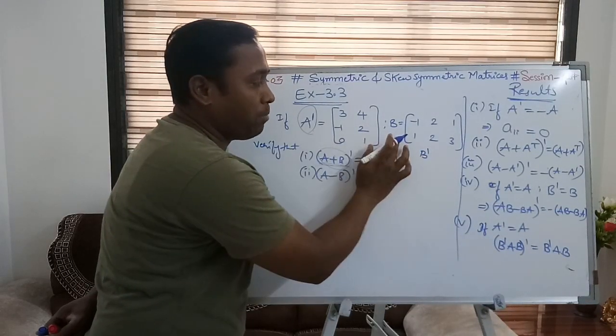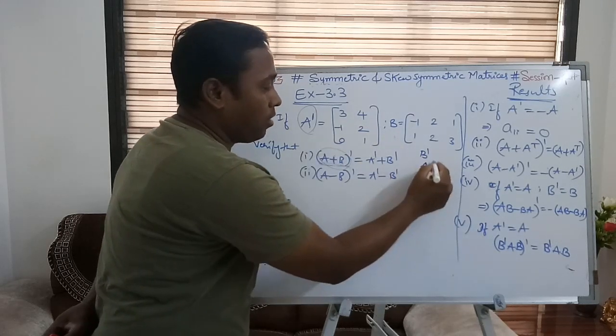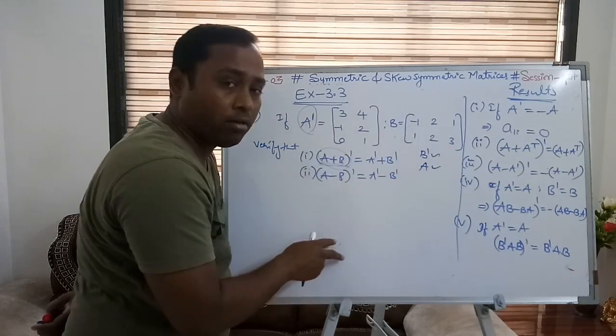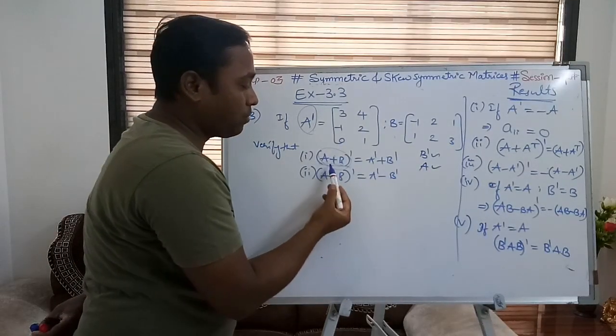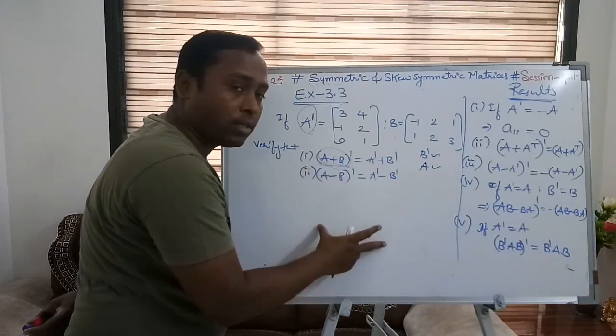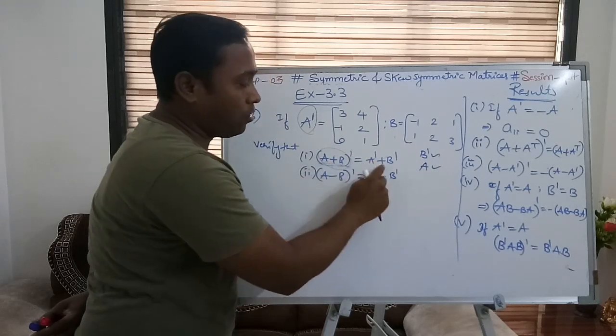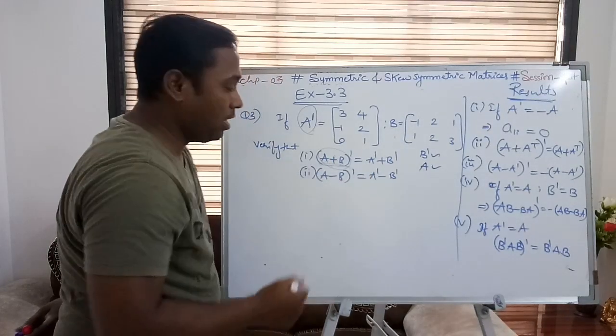So given matrices A and B, first I am finding B transpose and A transpose just by reversing the order, and then I am substituting the results in the left hand side and the right hand side. I am solving both the sides, then I will be able to prove the left hand side result is equal to the right hand side, nothing else.